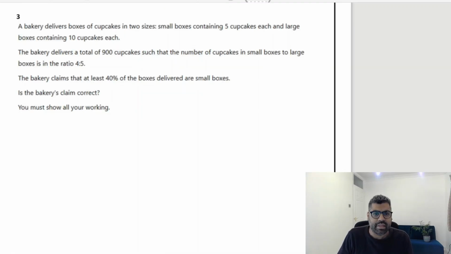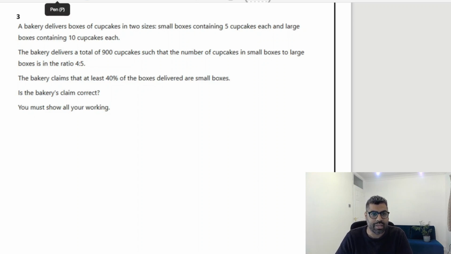So we have a bakery that delivers boxes of cupcakes in 2 sizes. We have small boxes that have 5 cupcakes and then large boxes that contain 10 cupcakes. The bakery delivers a total of 900 cupcakes such that the number of cupcakes in small boxes to large boxes is in the ratio of 4 to 5. We're then told that the bakery claims that at least 40% of the boxes delivered are small boxes. And then we have to state whether the claim is correct.